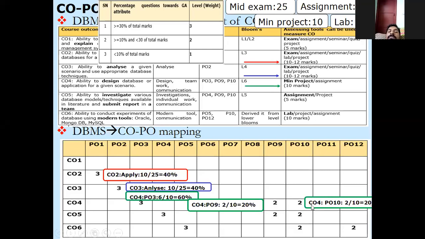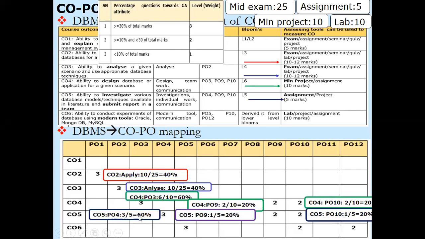CO5 is mapped with PO4, PO9 and PO10, and then allocated 5 marks. For PO4, it is allocated 3 marks. 3 divided by 5 is 60%. Then it is level 3. And 1 mark is allocated for PO9. It is 1 by 5, 20%. It is level 2. 1 mark is allocated for PO10. 1 divided by 5 is 20%. So it is level 2.